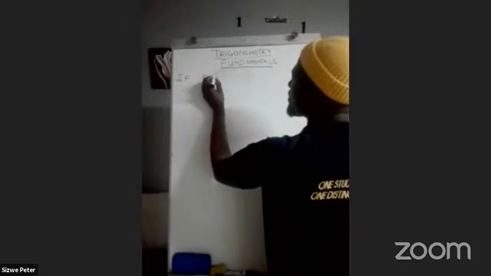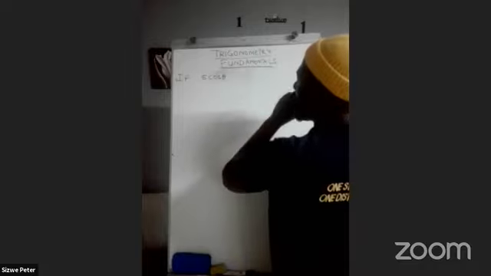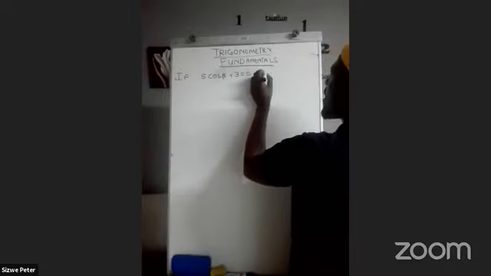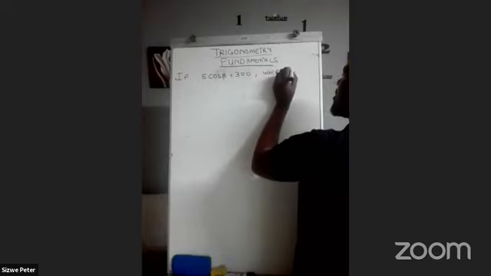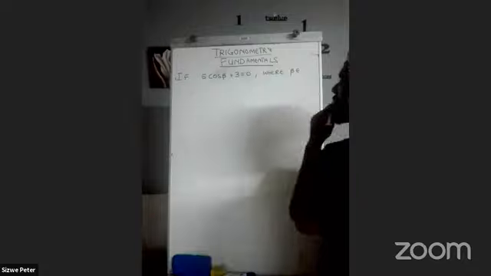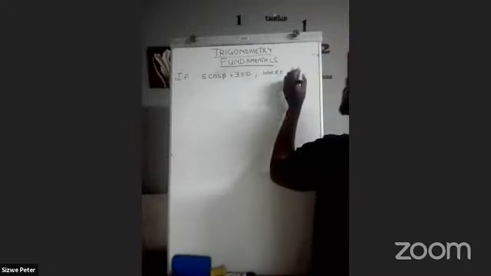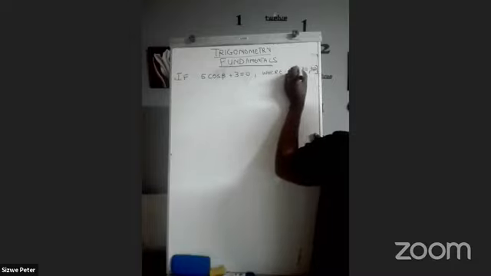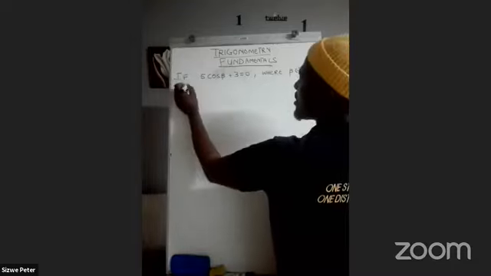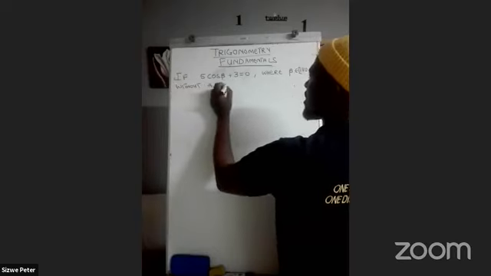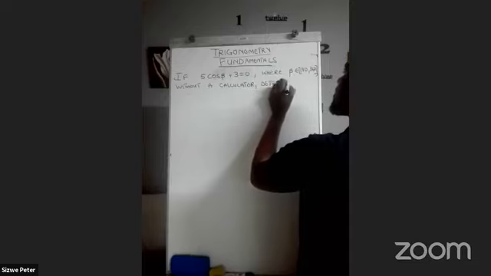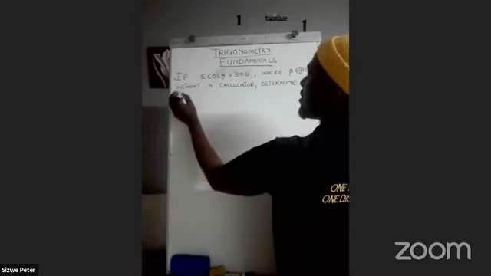Now, let's say in the exam, we will say, okay, let's say 5 cos beta plus 3 equal to 0, where beta is an element of (180 to 360), without a calculator. Determine the following.